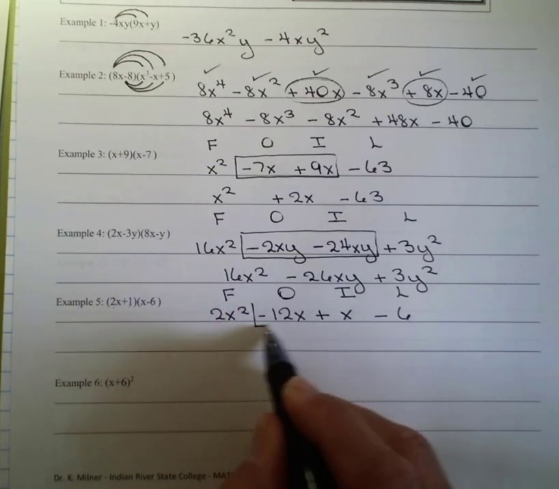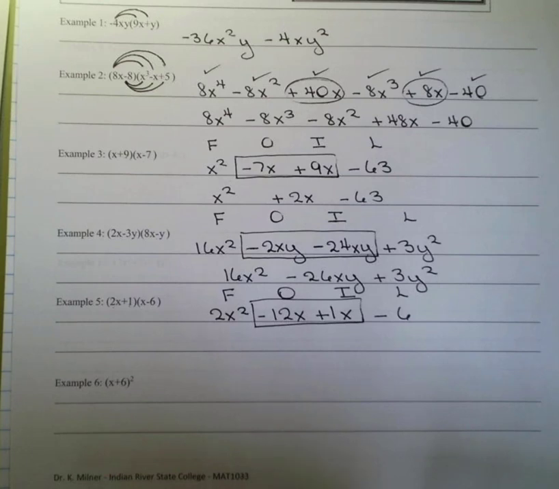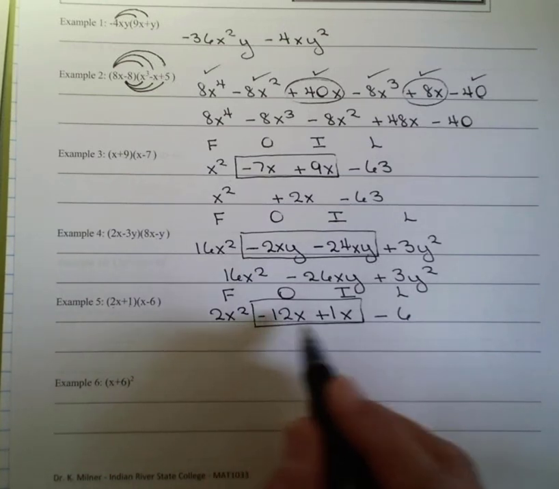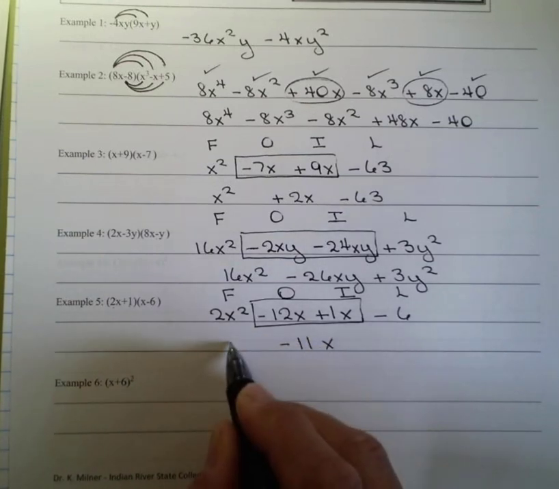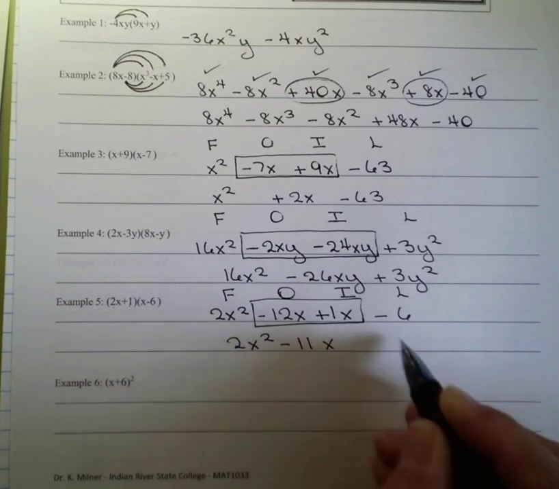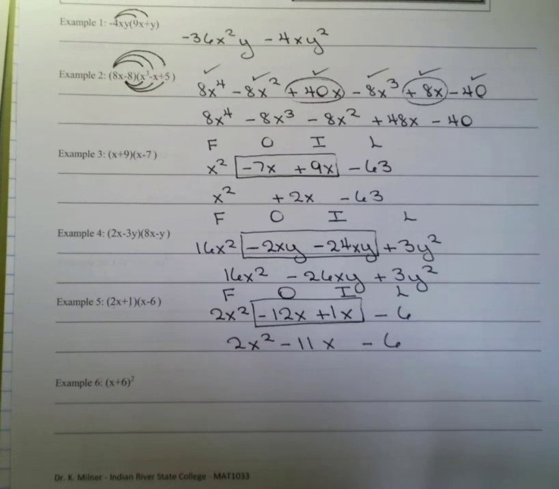Now, these are like terms. If you're confused, just put a coefficient of 1 in front of that plain old x, and you'll see that you're really going to be saying negative 12 plus 1, which is going to give you a negative 11x. And the rest of them I can just bring down because there are no like terms to combine. Problem number 6 is really a FOIL problem, but it's written as binomial squared.